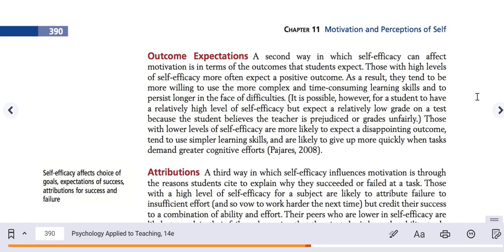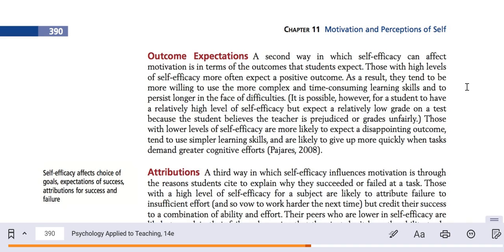Outcome expectations. A second way in which self-efficacy can affect motivation is in terms of the outcomes that students expect. Those with high levels of self-efficacy more often expect a positive outcome. As a result, they tend to be more willing to use the more complex and time-consuming learning skills and to persist longer in the face of difficulties.